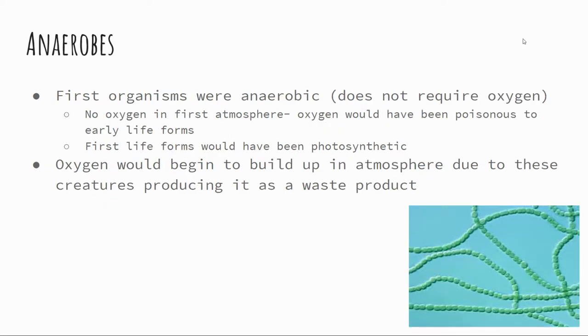First organisms would have been anaerobic. Anaerobes do not need oxygen to live. No oxygen in the first atmosphere, so oxygen would have been poisonous to early life forms. The first life forms would have been photosynthetic. So, as these first life forms did photosynthesis using carbon dioxide, they, of course, we've learned this, gave off oxygen as a byproduct. So oxygen would begin to build up in the atmosphere due to the creatures producing it as a waste product.